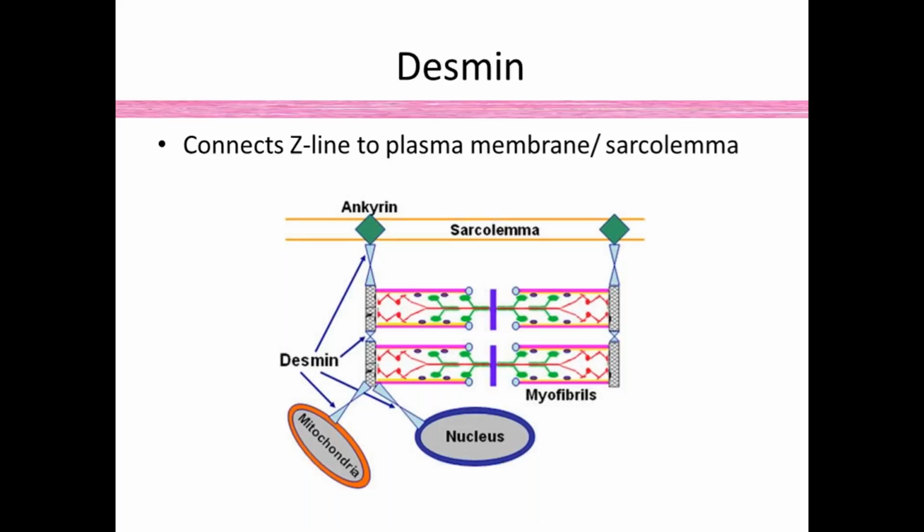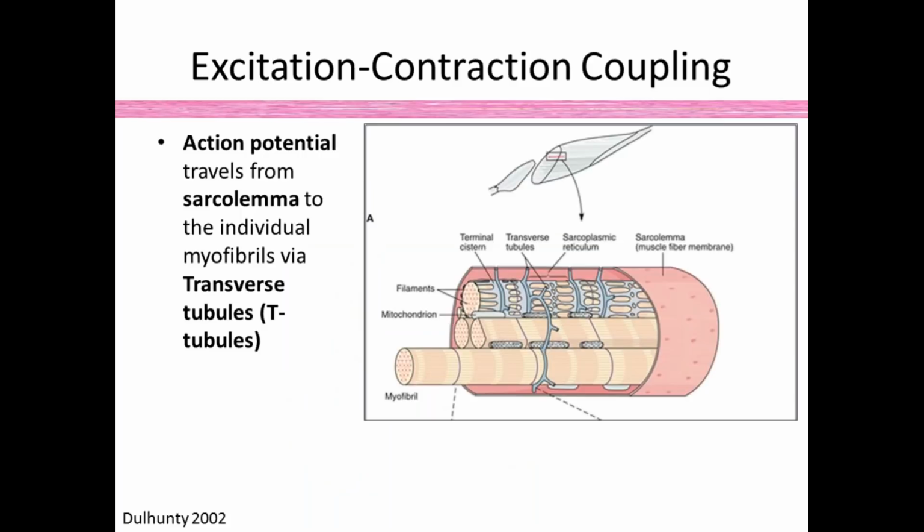Okay, so this completes the structure component. So we talked about the actin, the myosin filaments, the troponin, tropomyosin, and two structural units, titin and desmin, and how they fit together. So now we'll move on towards the excitation component. So to come back, we have the sarcolemma, again, the plasma membrane that is encapsulating, surrounding the muscle fiber, within which you have several different muscle myofibrils, which are those contractile units.